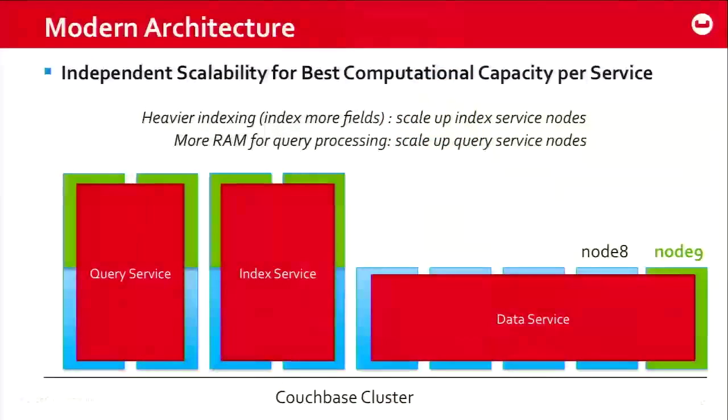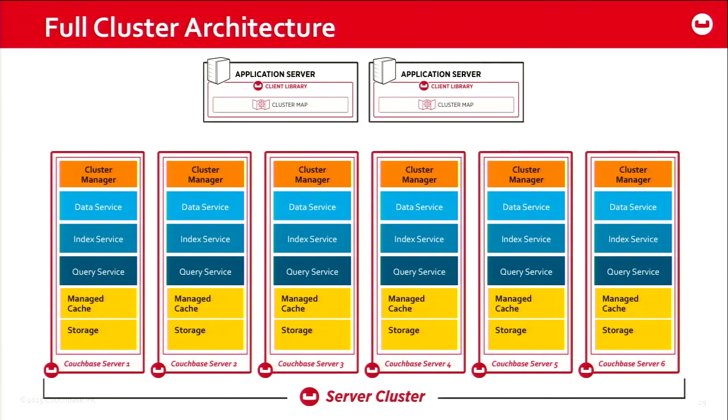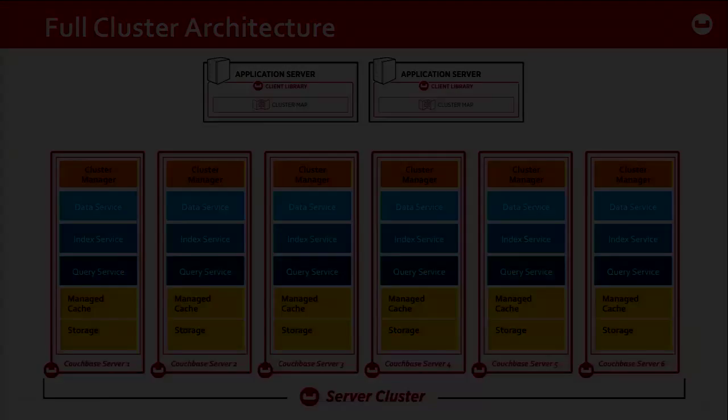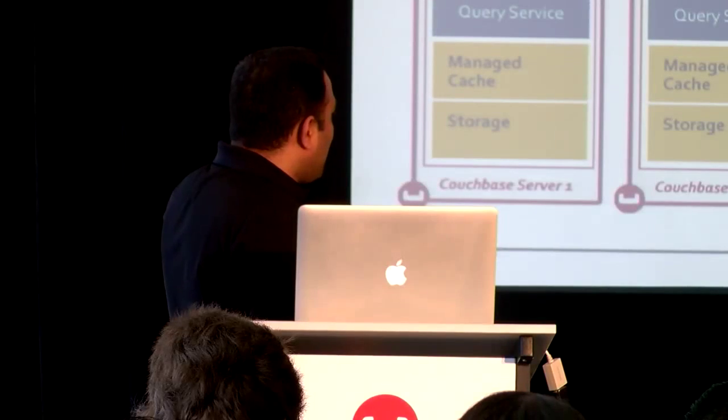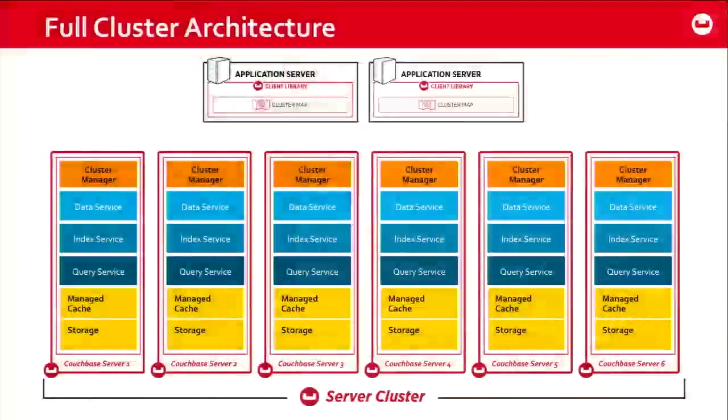Now I'll get into a little bit of the service architecture. This is the full cluster architecture overview. You see we have a 6-node cluster. All of these nodes have something in common, which is the cluster manager, managed cache, and storage. The cluster manager, as you might know if you have worked on Couchbase, takes care of all the cluster-level activities, like rebalance operation, failover operation, adding a node, removing a node, and health check. Everything is done by the cluster manager.